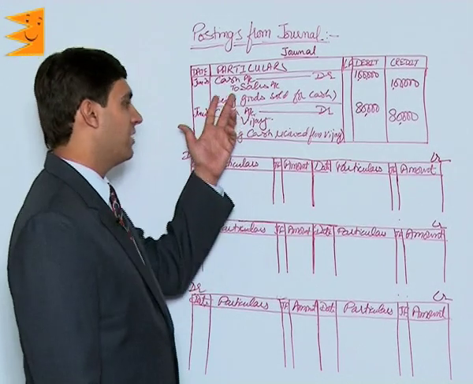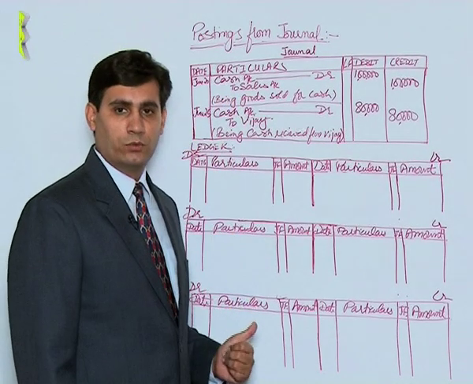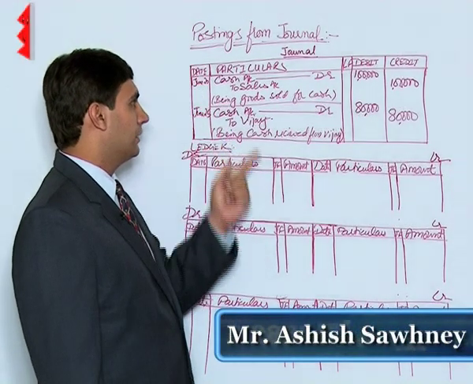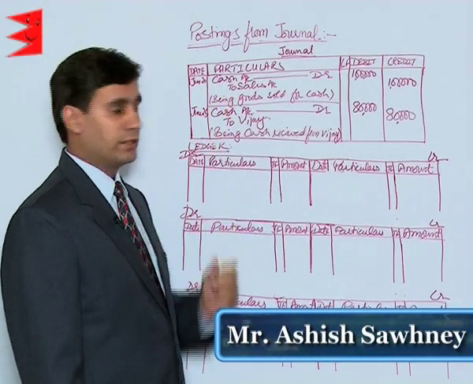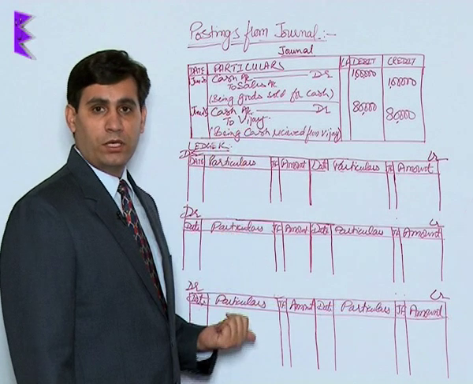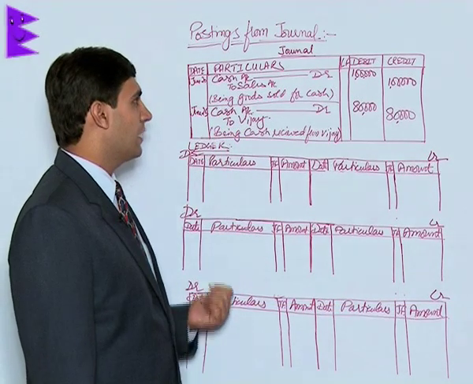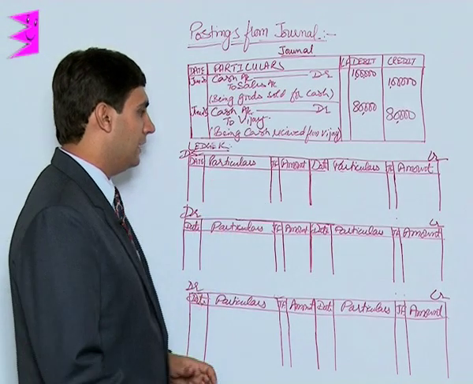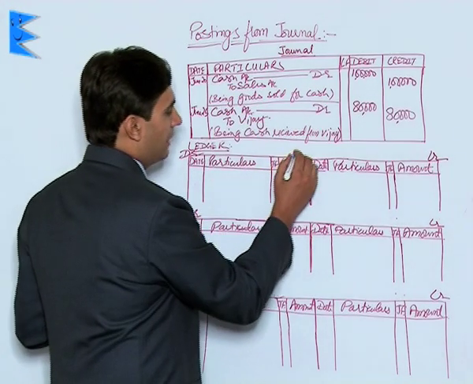Let us post these journal entries into ledger accounts. Now students, there are two entries written here. On June 20th, there is an entry of cash to sales, that is goods sold for cash. Now in this case, there are two accounts that are affected, the first one being cash and the second one being sales. So let us prepare cash account.